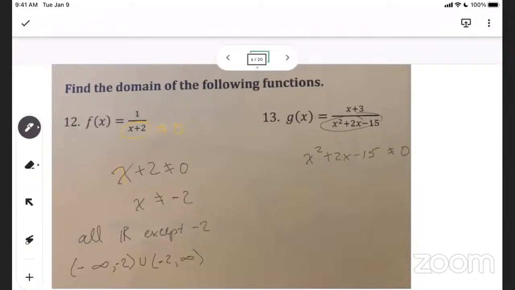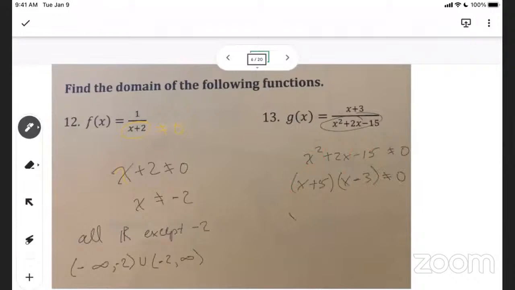Two. Let's factor it. 15 is 5 and 3, right? So a +5 and a -3, because 5x minus 3x is 2x. Yeah, 5 times -3 is -15. That's how you factor. So basically those can't equal 0.